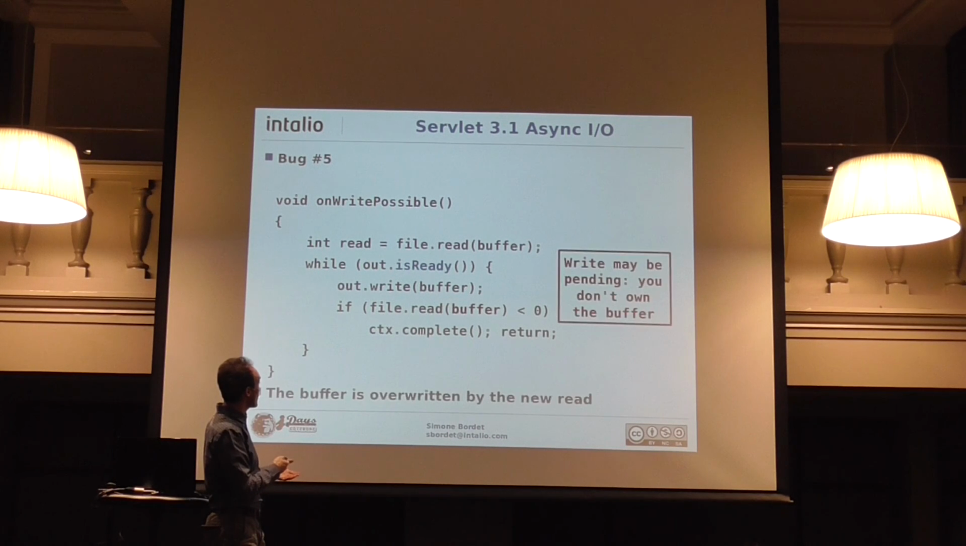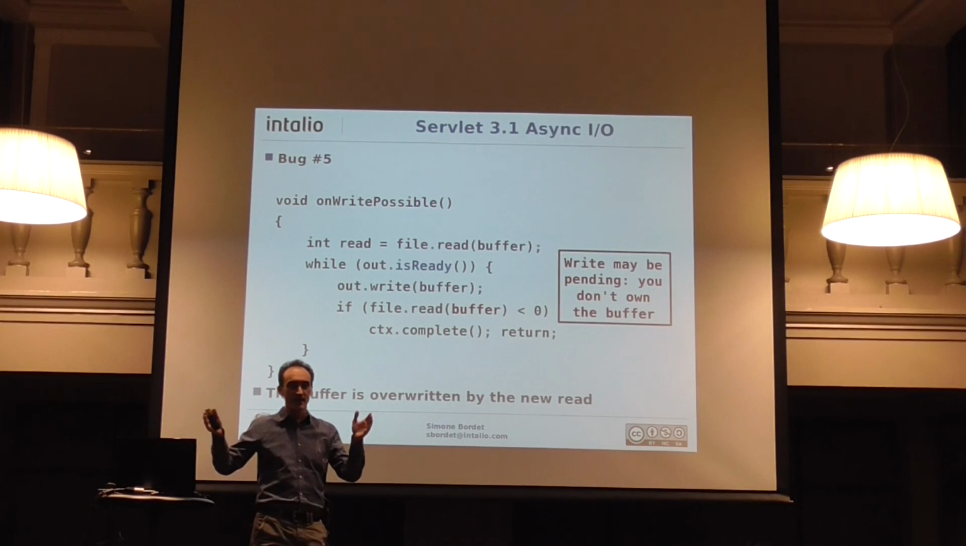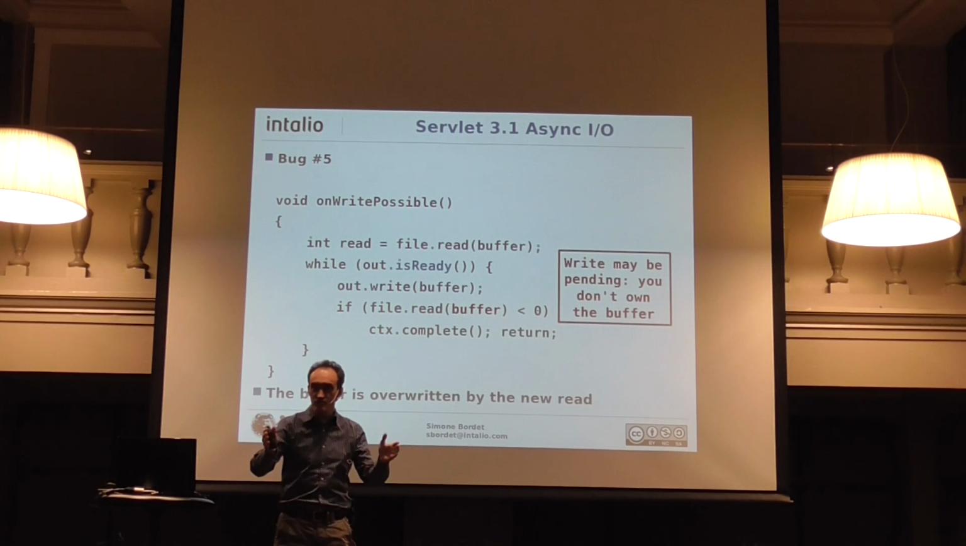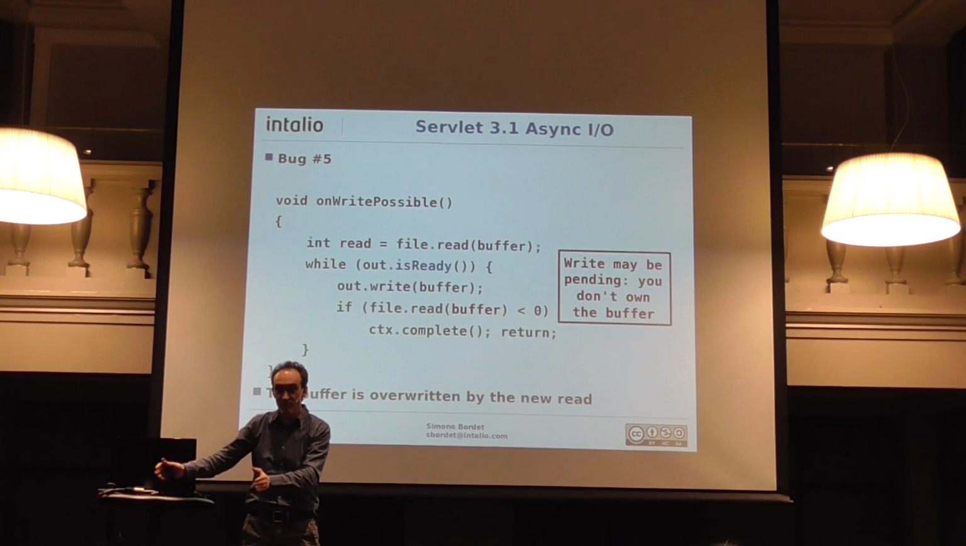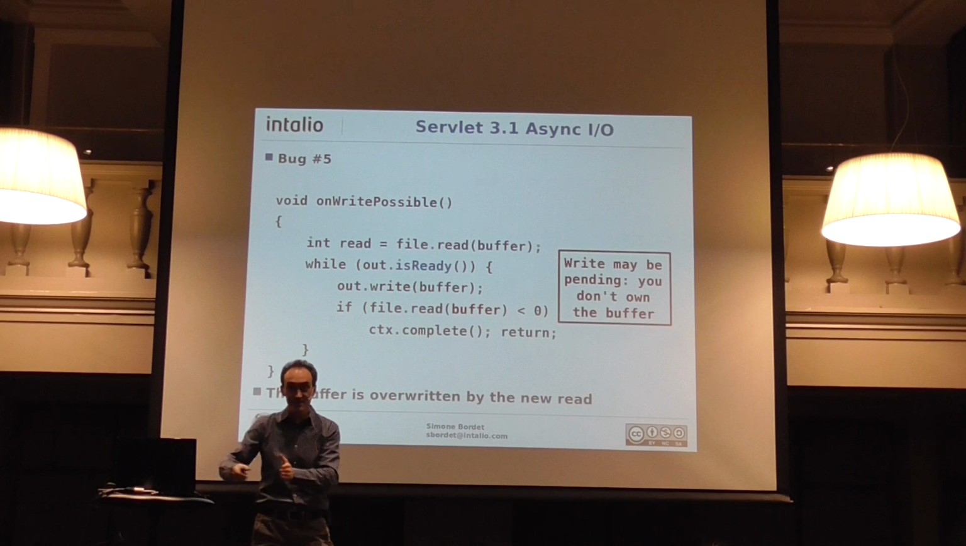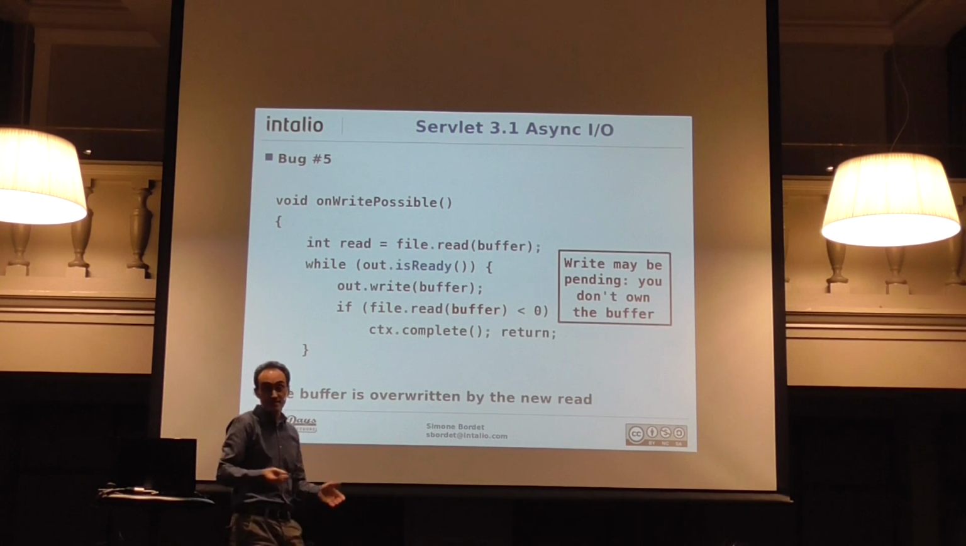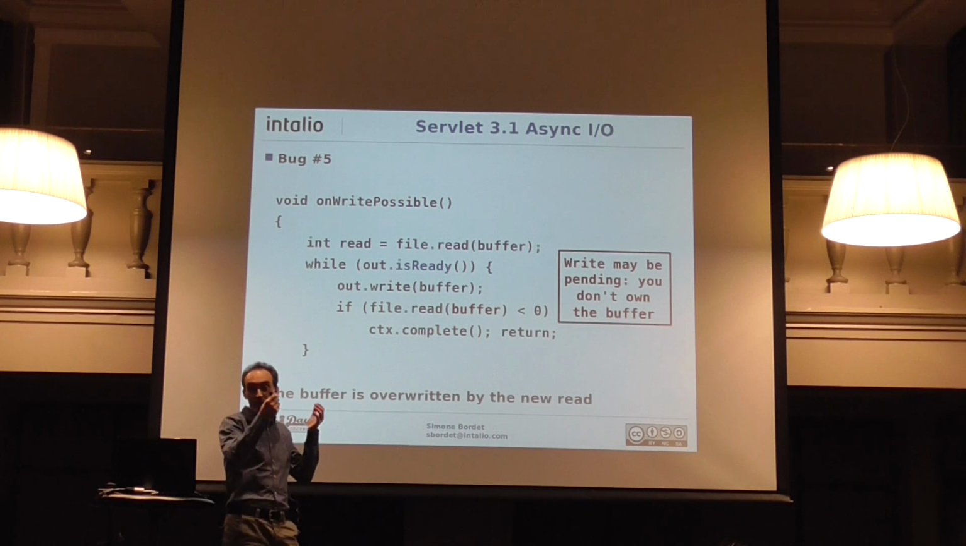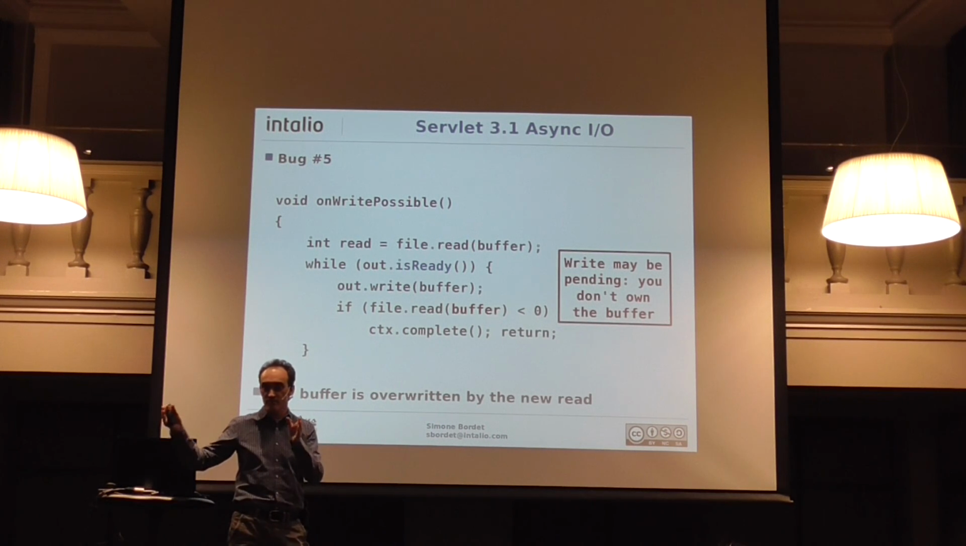Now, what is the problem here? The problem is that when you call write, after it, the call to isReady may return false, okay? The write may be pending. At that point, imagine this. You get the bytes from the file, then you try to write them, and then the container says, oh, sorry, can't write. I haven't written any of these bytes. Now you take the same buffer, you pass it again to the file, you fill it with new data, right? And then you loop here and you say out isReady, and it says, no, sorry, I'm not ready. So you go out. But now you have totally overwritten the first part that has not been written yet, okay?